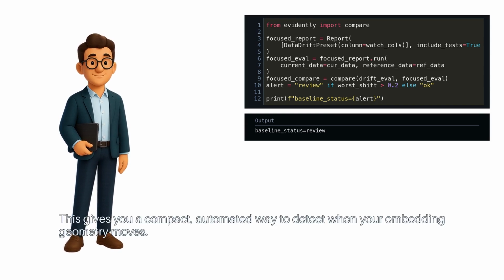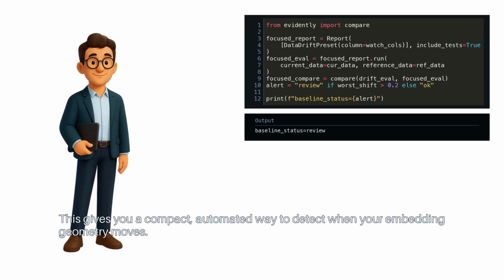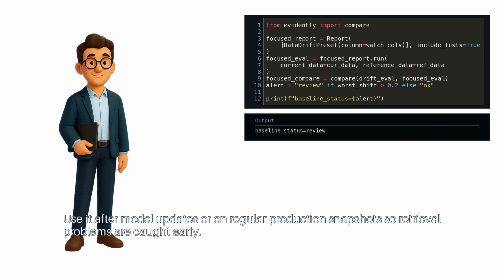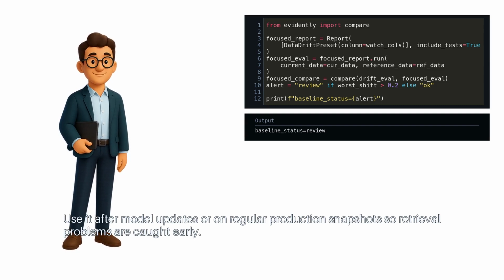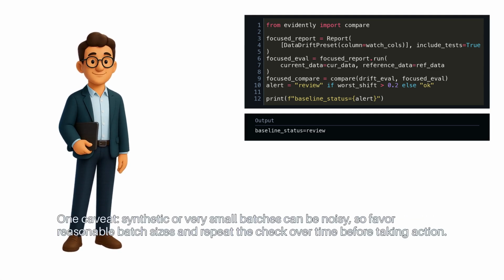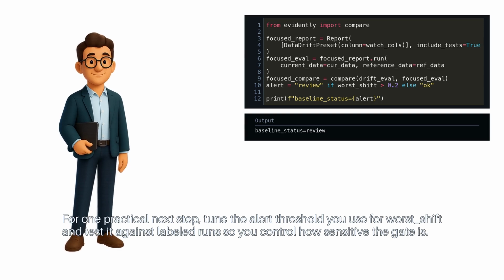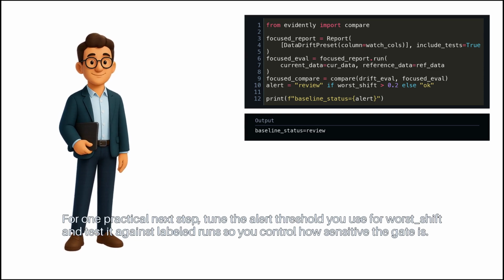This gives you a compact, automated way to detect when your embedding geometry moves. Use it after model updates or on regular production snapshots, so retrieval problems are caught early. One caveat: synthetic or very small batches can be noisy, so favor reasonable batch sizes and repeat the check over time before taking action. For one practical next step, tune the alert threshold you use for worst shift and test it against labeled runs so you control how sensitive the gate is.